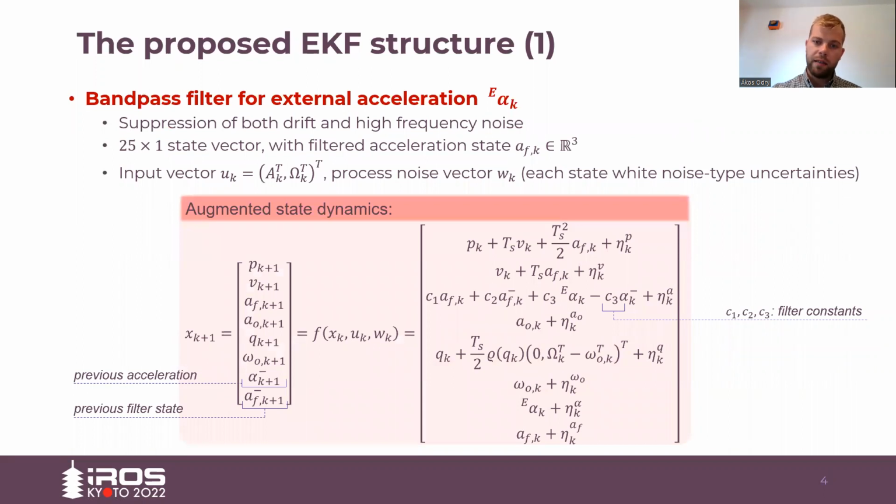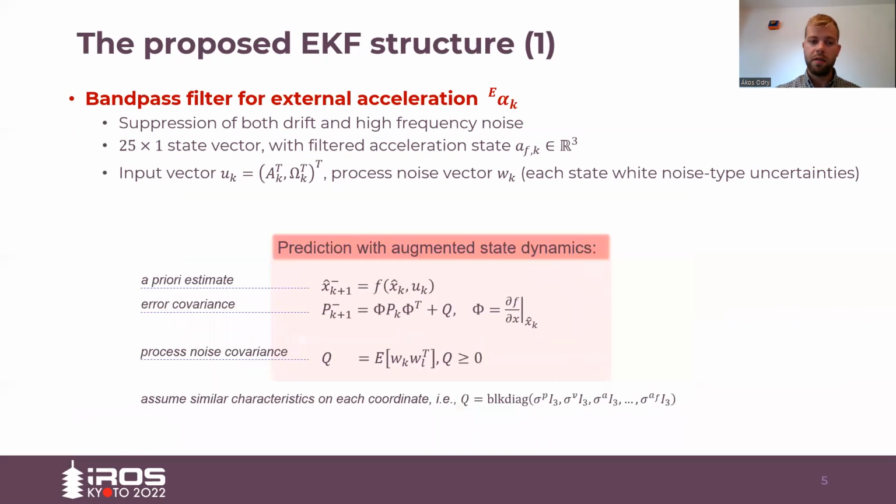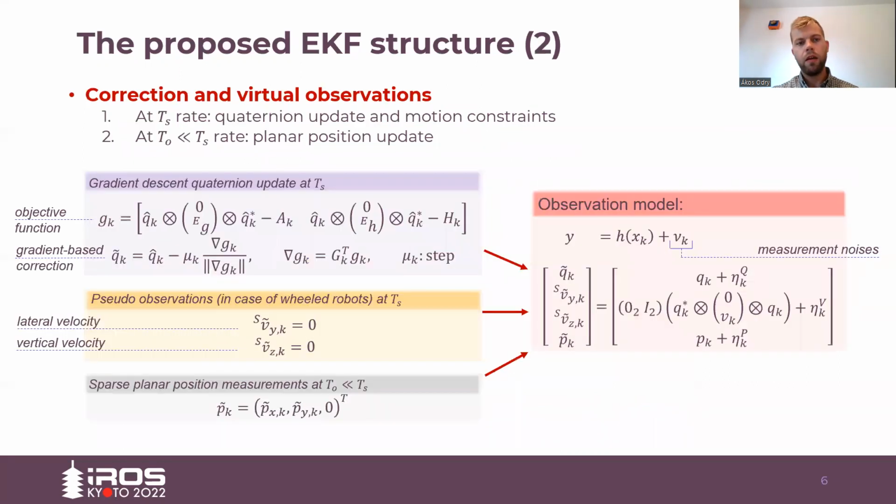We extended this model with a bandpass filter, which acts on the external acceleration vector. We did this to suppress both the drift and high-frequency noise components, and this resulted in a 25-dimensional state space representation, which is driven by the accelerometer and gyroscope signals. This model was utilized in the prediction phase of the EKF in order to obtain the a priori estimate.